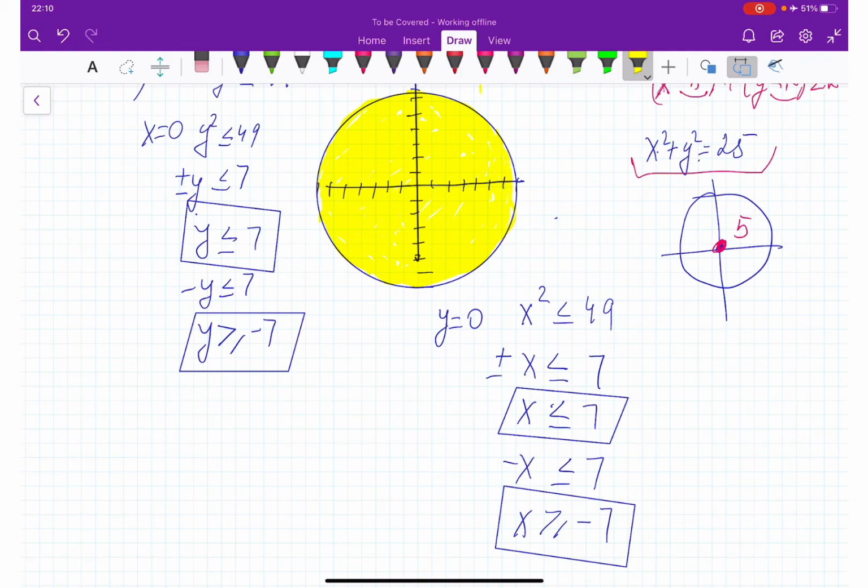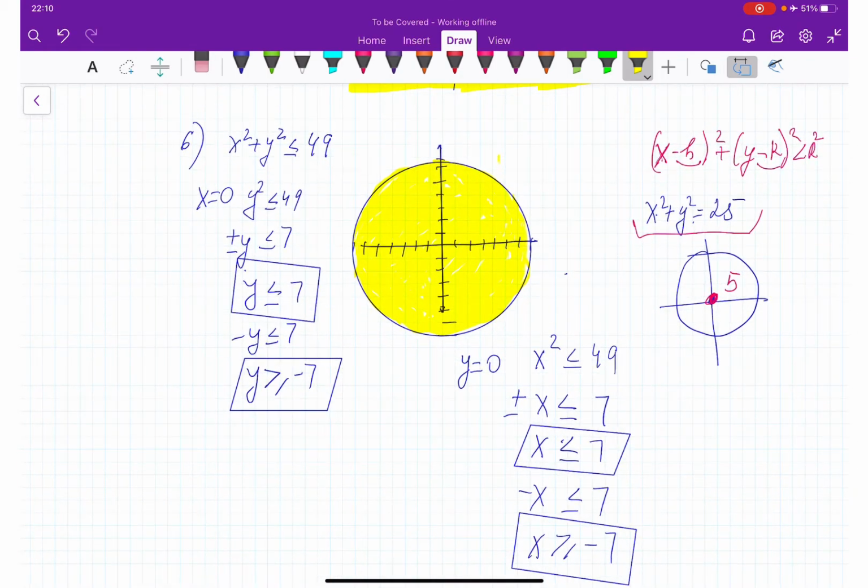Now take a guess. If we have x squared plus y squared less than or equal to 49, we shade inside. That means if we had x squared plus y squared greater than or equal to 49, we would shade outside of the circle. We will see that case.